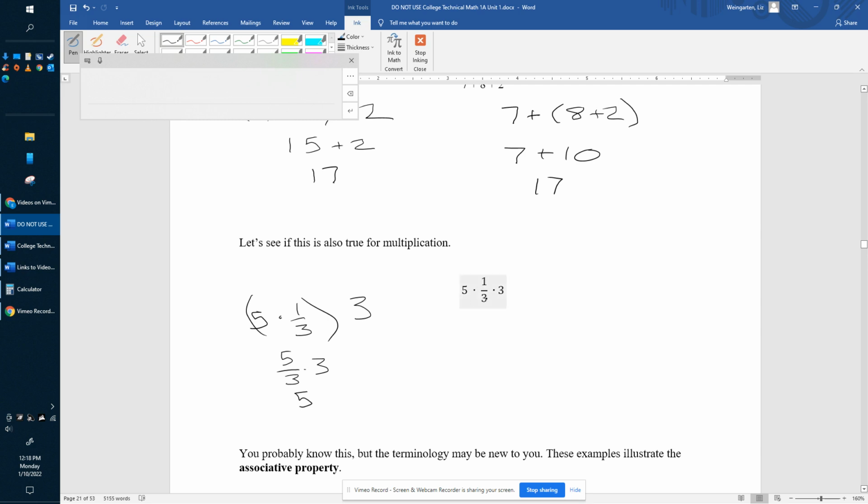Let's say we want to do the 1/3 times 3 first to get rid of that fraction. 5 times 1/3 times 3 gives us 5 times 1, which is also 5. So this is showing us the associative property. If we have parentheses on multiplication, we can flip them around to make life easier on ourselves. Same with addition. If you like getting that 10 first, you can move the parentheses around as much as you want.